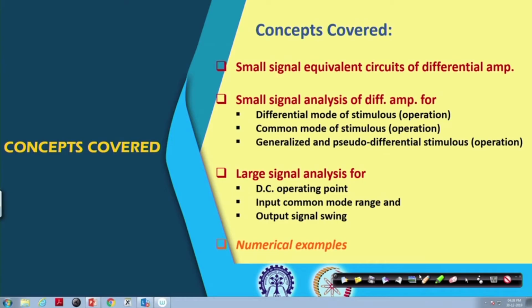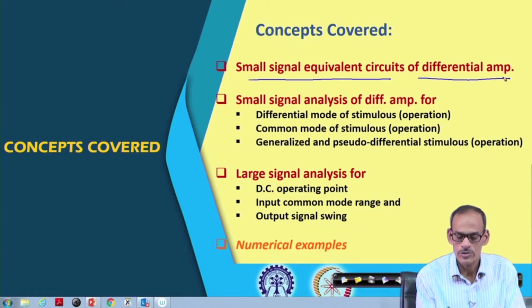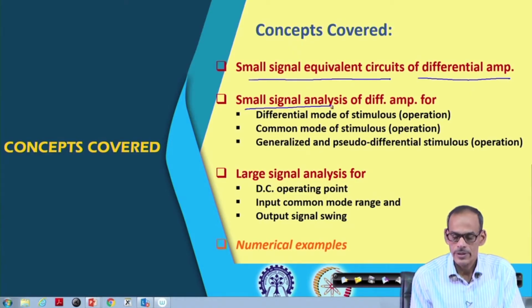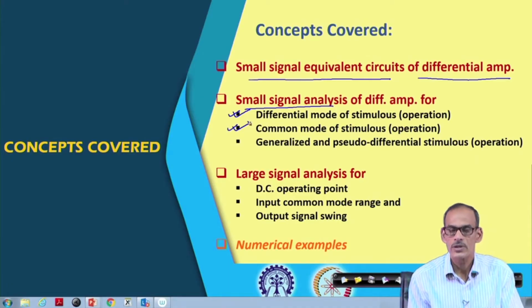We shall start with the small signal equivalent circuit of the differential amplifier, implemented by BJT as well as MOSFET, and then we shall talk about small signal analysis, specifically for differential mode stimulus or differential mode operation, then common mode stimulus or common mode operation, and then the combined one, which is referred to as generalized stimulus, and then we may have a special case which is referred to as pseudo differential stimulus. And then we will go for large signal analysis.